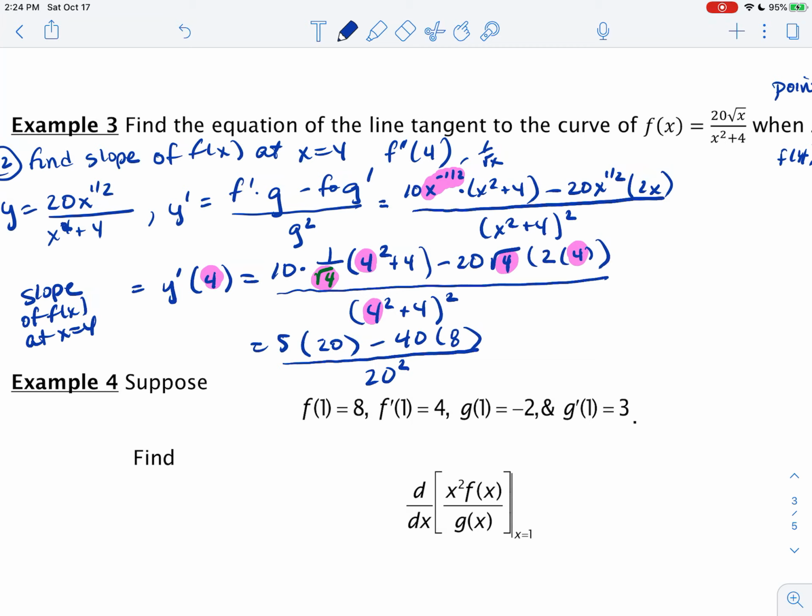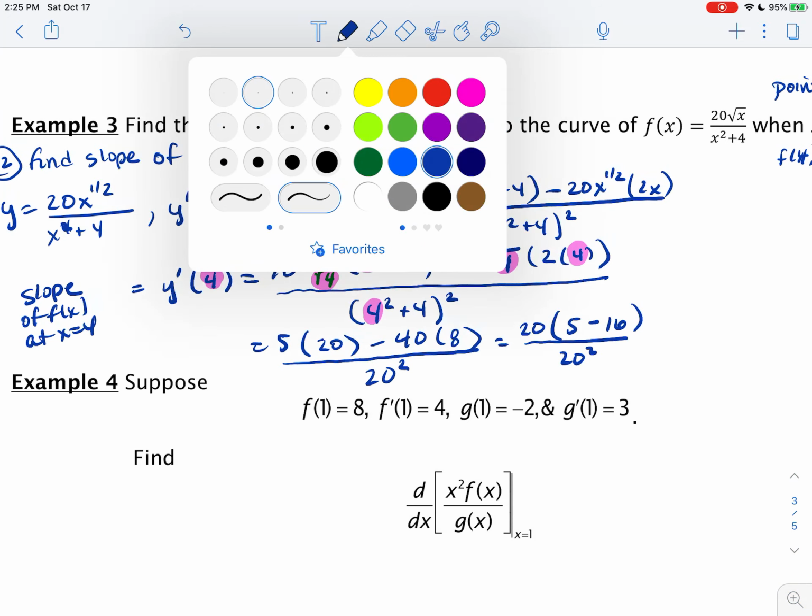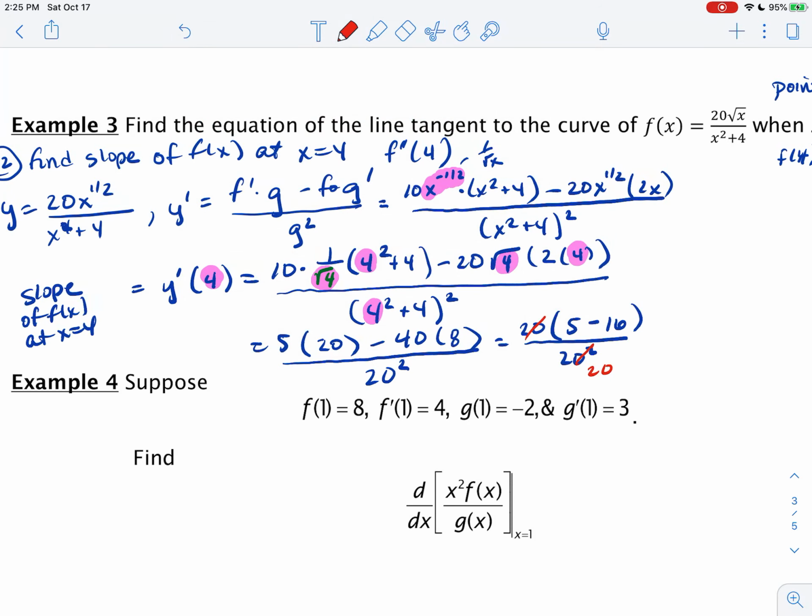Good. And you can multiply, or you can factor out. Sometimes I like to factor out at this point. I'm going to factor out a 20, and that's going to give me 5 minus 160, because that's 20 times 8, right? No, 32, right? If I factor out a 20 from 40, 40 divided by 20 is 2, so it's going to be 16 over 20 squared. And now I can cancel my 20s, and I'm going to get 5 minus 16 is negative 11 over 20. Good, and that is my slope.